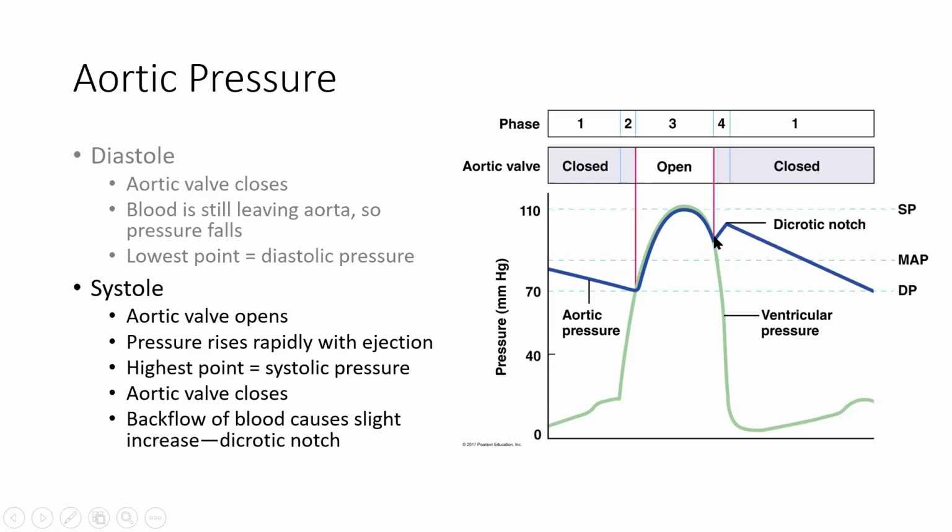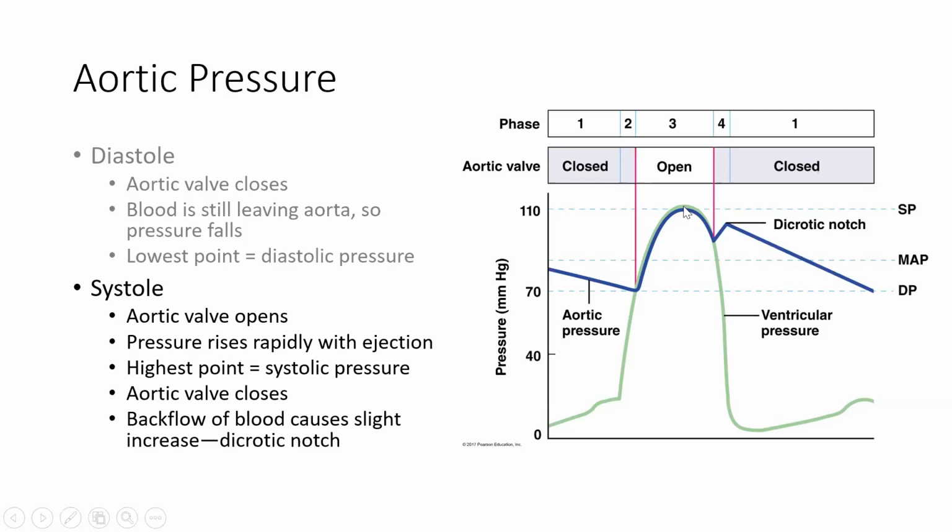And so there's a slight bit of backflow that hits the end of that aortic valve as it closes, and that creates this dip in pressure that we call the dicrotic notch. So the dicrotic notch is a slight dip in the pressure of the aorta as the blood hits against the back of that closing semilunar valve, that closing aortic valve.